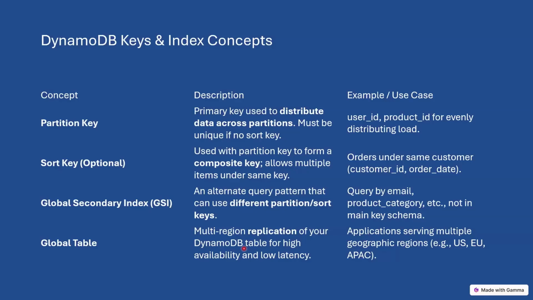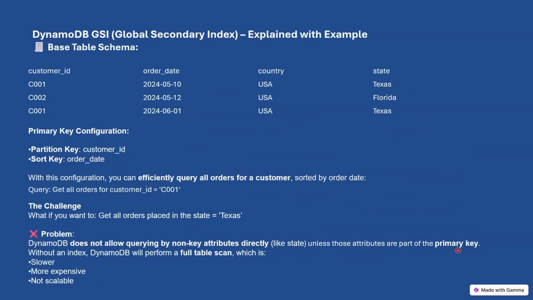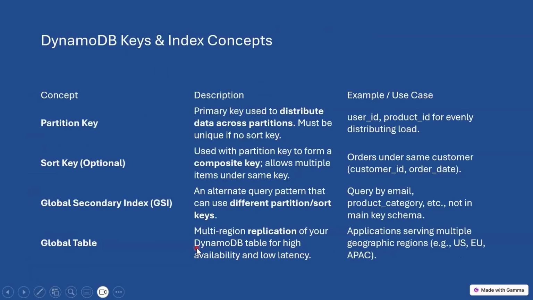So a global table helps us replicate this table across all the regions so that it serves from the nearest table available in that location. It replicates data across all the regions so that each table in each region has the same data. So this is the global table concept.